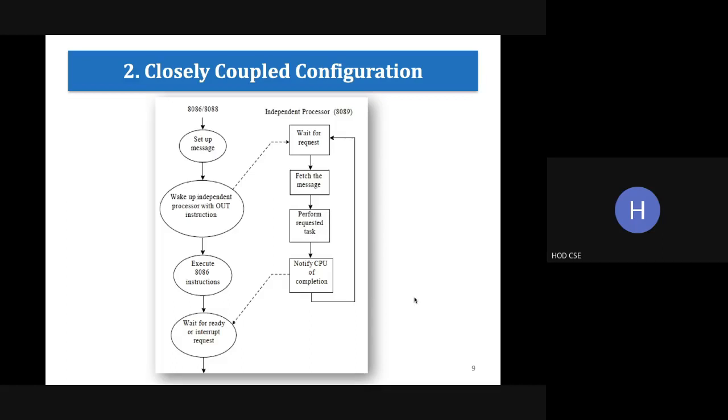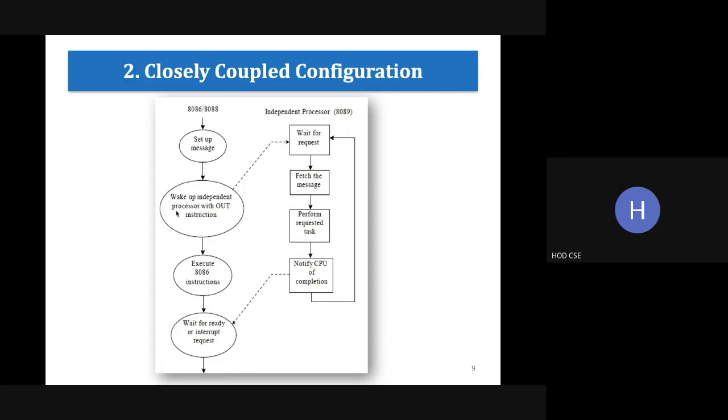In closely coupled, we have an I/O processor. This I/O processor will control all the devices connected to it. So what is this? If we have a scanf statement or printf statement, that will be given to the independent processor 8089, and that will perform the function.